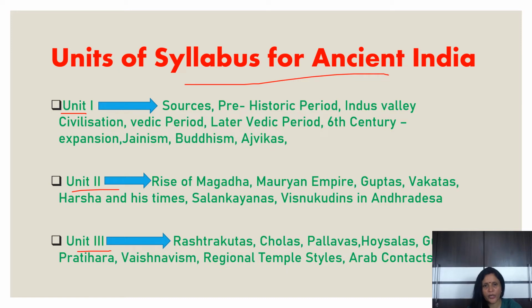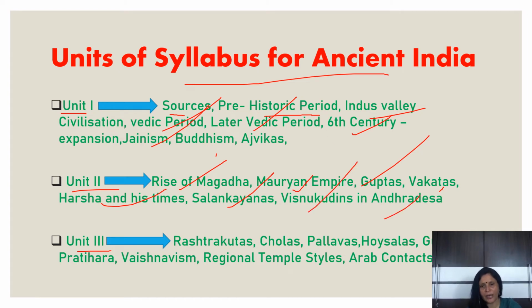For Unit 1, you will have sources, the prehistoric period, Indus Valley civilization, the Vedic period, the later Vedic period, the 6th century expansion, Jainism, Buddhism and Ajivikas. For the second unit, you will have to study the rise of Magadha, the Mauryan Empire, Guptas, Vakatakas, Harsha and his times, the Chalukyas, and the Vishnukundins in Andhra Desha.